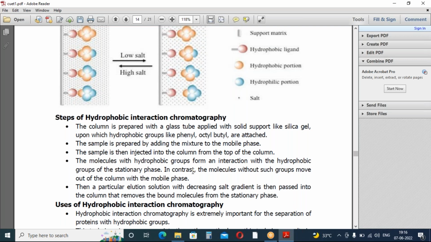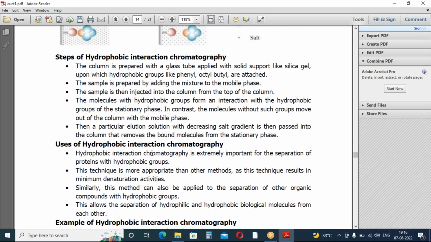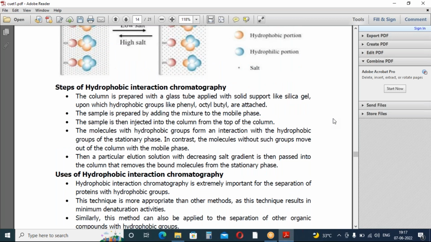This is mainly used for the separation of hydrophobic group-containing proteins, and also for the observation of denaturation activities. That means protein denaturation, nucleic acid denaturation, how this denaturation is occurring, what activity is involved in the denaturation processes, and that can be detected by using hydrophobic interaction chromatography. We also use it for the separation of different organic components containing hydrophobic groups, and for the separation of hydrophilic and hydrophobic molecules.